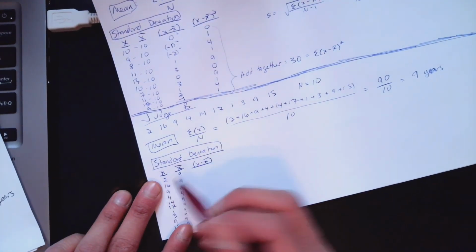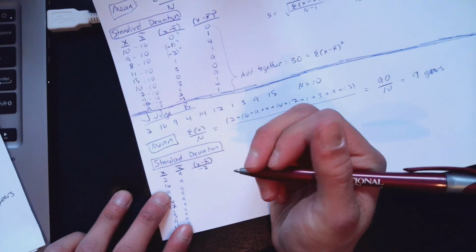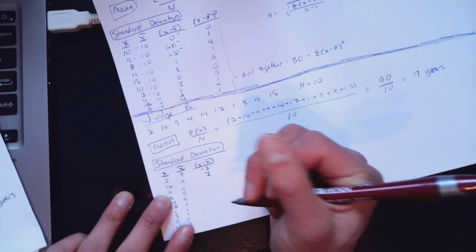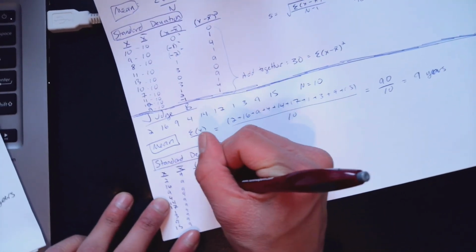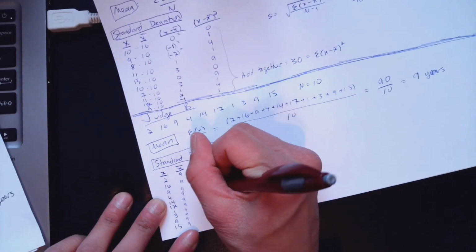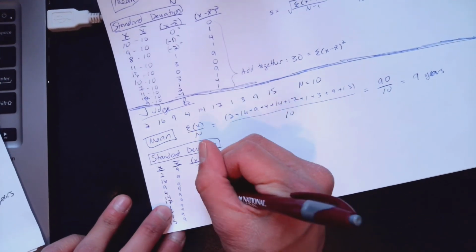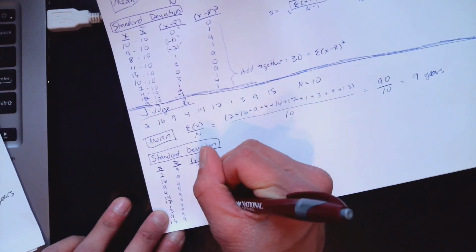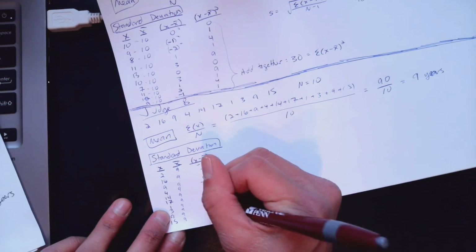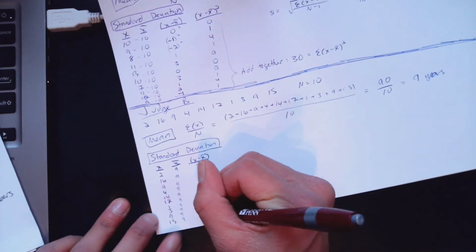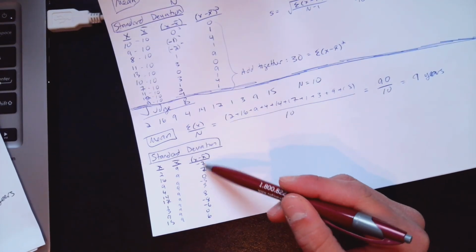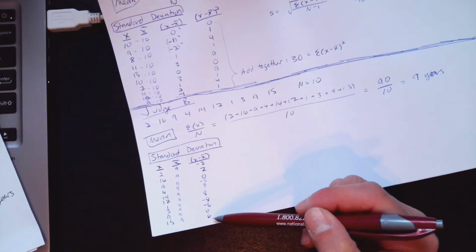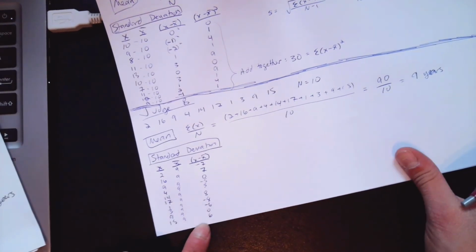When you do that, 2 minus 9, you get -7, 16 minus 9, you get 7, and so on down the line here. If you want to double check your work, again, you can see that if you add all these together, they come out to 0. That's how we know we have the right deviations.